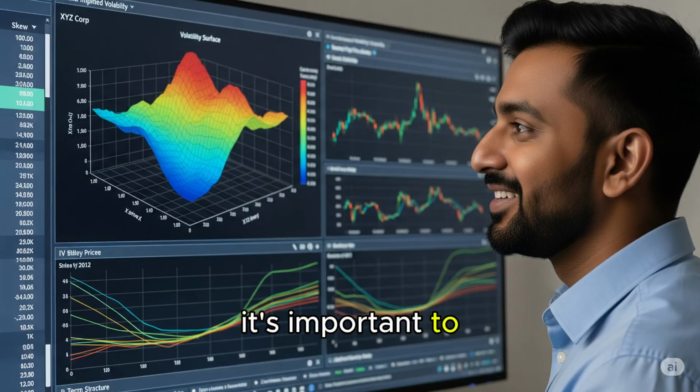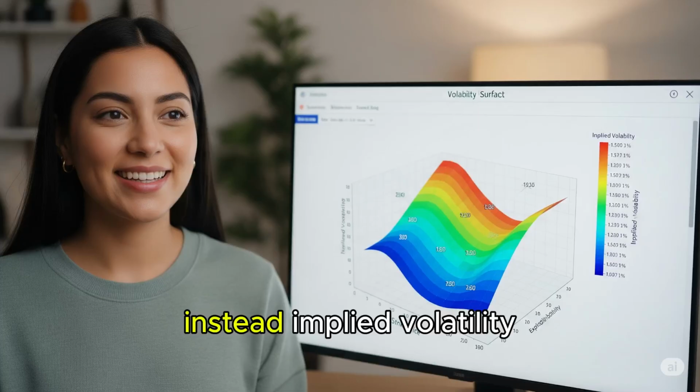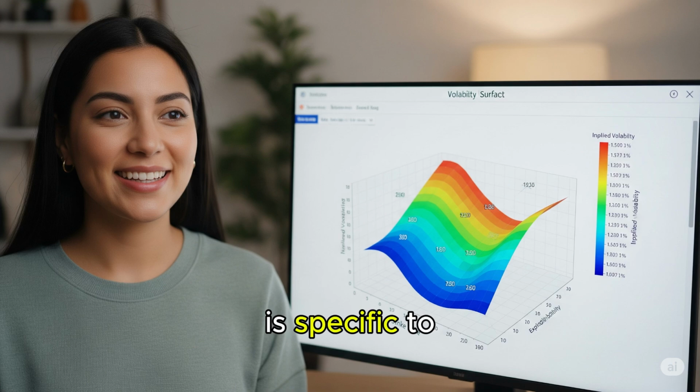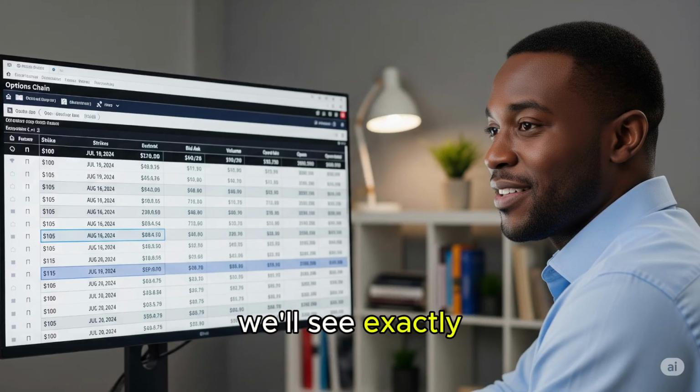It's important to remember that a single stock does not have a single IV. Instead, implied volatility is specific to each individual option contract and can vary by both strike price and expiration date. We'll see exactly how this is laid out in the options chain in our next video.